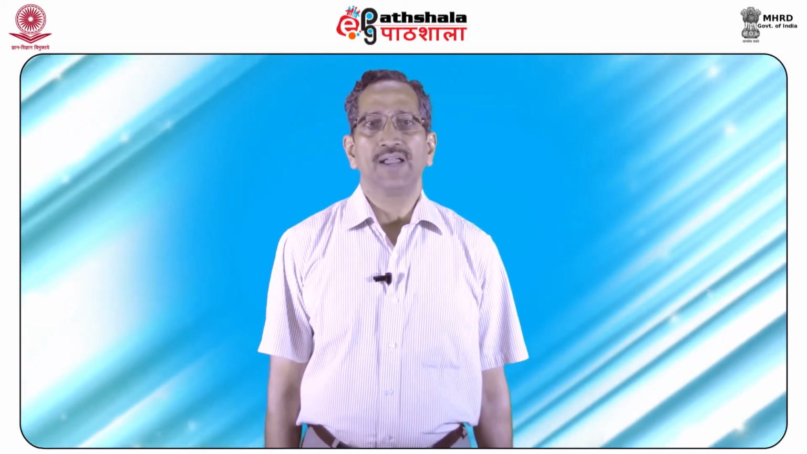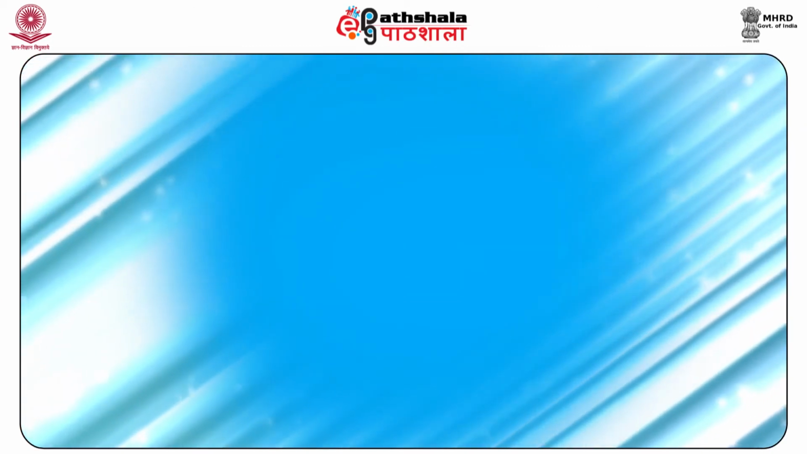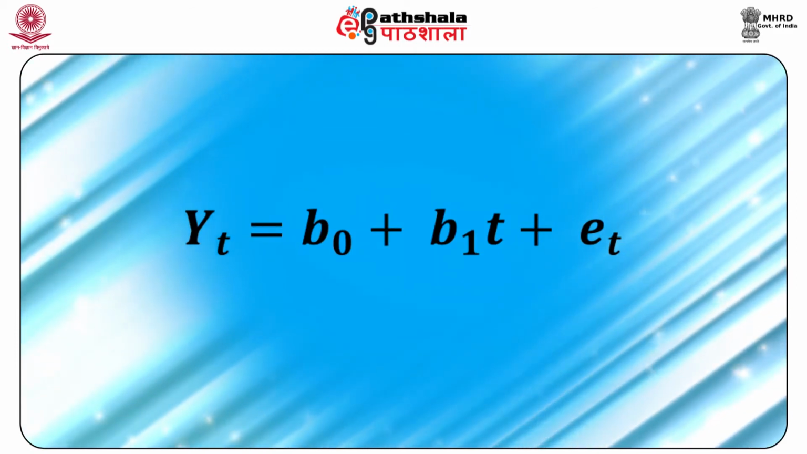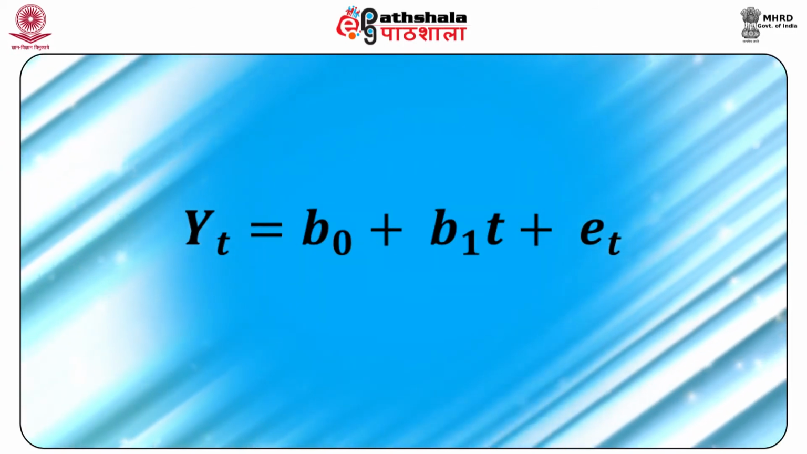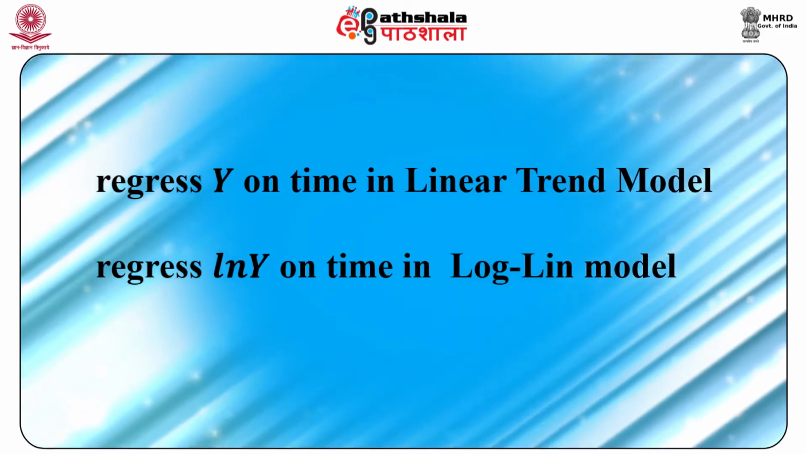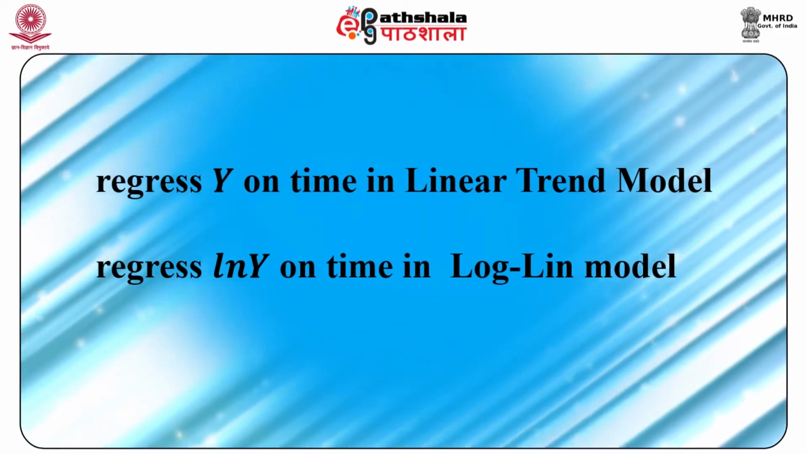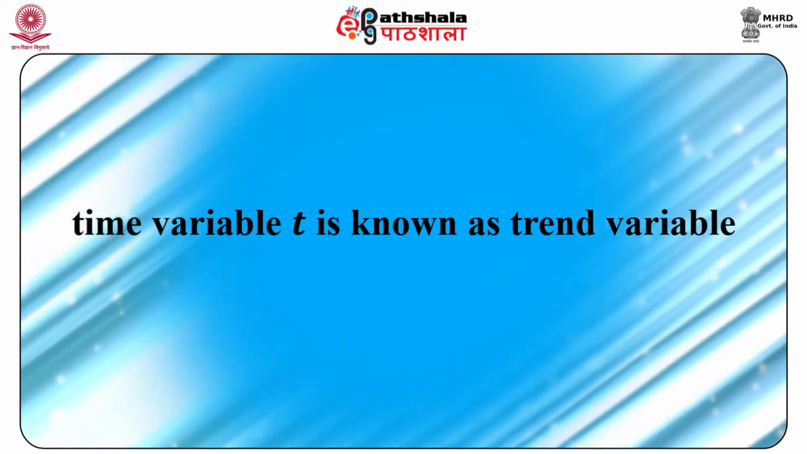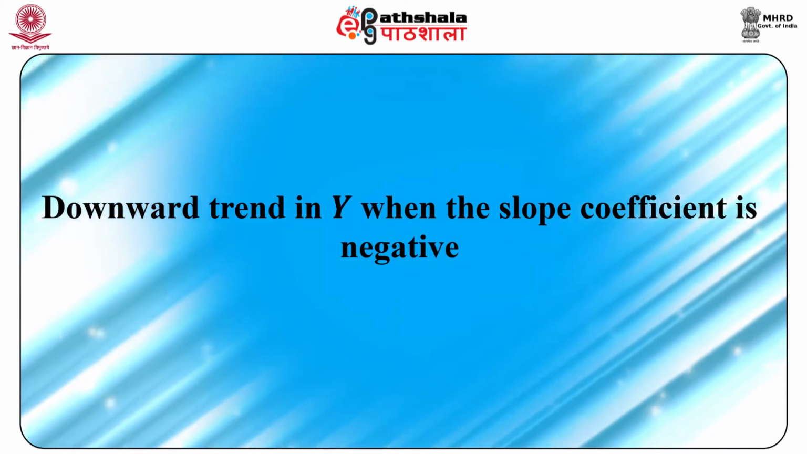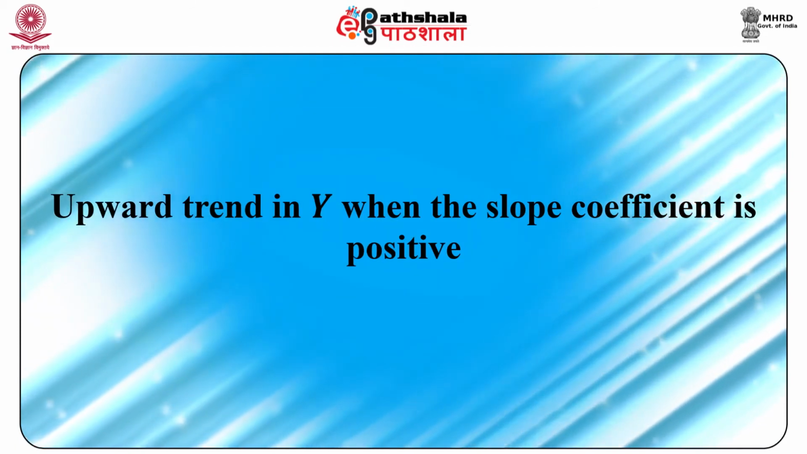Let's now move on and look at another model, which is known as the linear trend model. A linear trend model can be written as follows: yt is equal to b0 plus b1 t plus et. Here we regress y on time, unlike in the log-lin model where we regress ln y on time. Now, the time variable t is known as the trend variable. We have a downward trend in y when the slope coefficient is negative and an upward trend in y when the slope coefficient is positive.